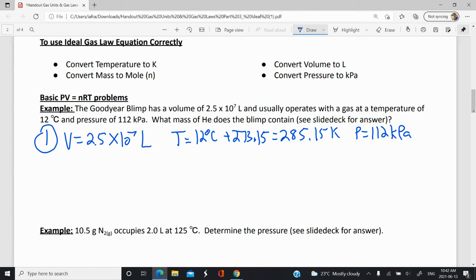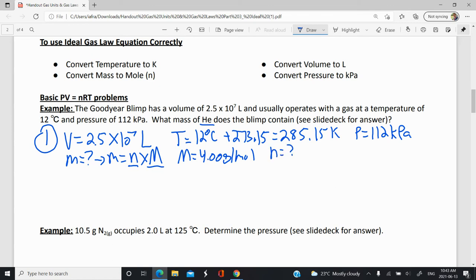And what we're looking for is the mass. Now remember, mass is equal to moles times molar mass. So we need to find moles and molar mass. Now, our molar mass we already have. Molar mass is for helium. I believe it's helium. Is that correct? Yes, helium. It's 4.00 grams per mole. So we're good with that. What we need, though, is our mole value to plug that in there.